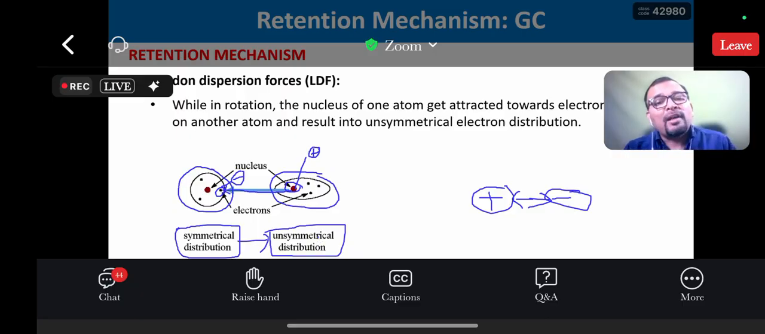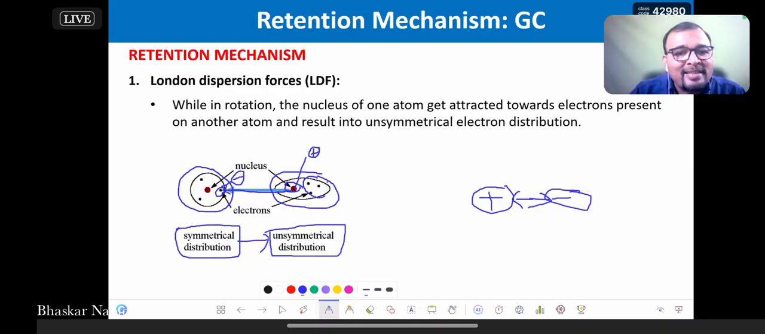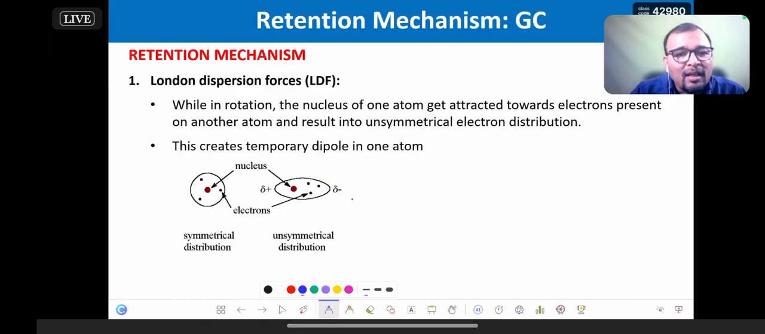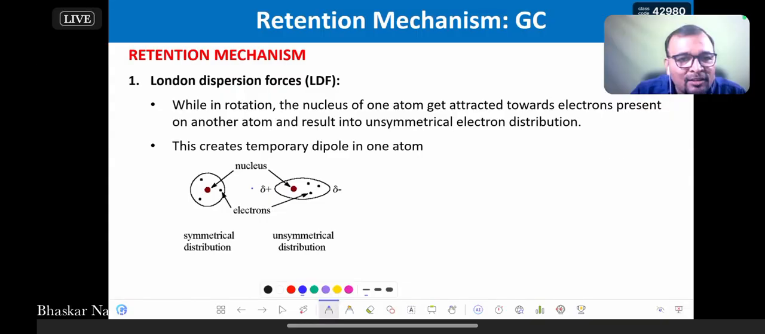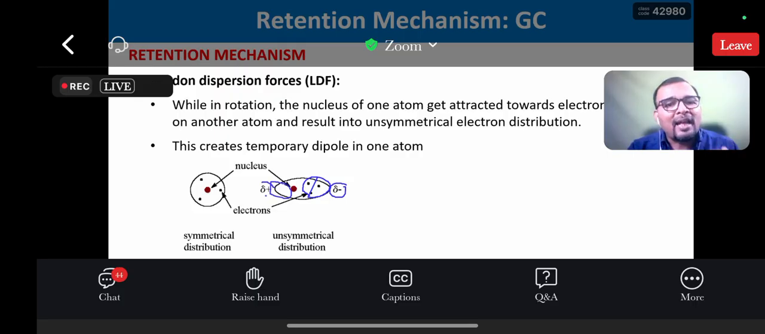And because of this, what happens? The electron starts getting distributed unsymmetrically. So what is going to happen because of this unsymmetrical distribution? The area where there is excess electron gets a partial negative charge, and the area or location where there is a deficiency of electrons will have the plus delta charge. This is called an instantaneous dipole moment or temporary dipole moment.